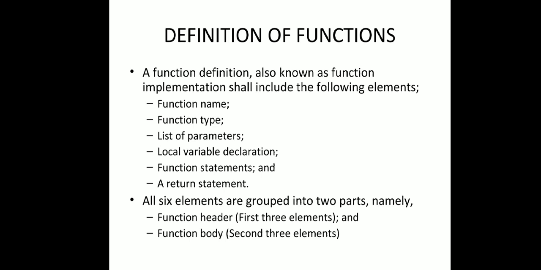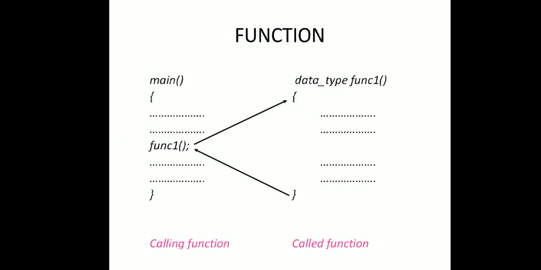The second is function type. What type of data it is going to return. And the third information is list of parameters. So these parameters will be listed inside the pair of parentheses. So inside this pair of parentheses, we are going to list the parameters.